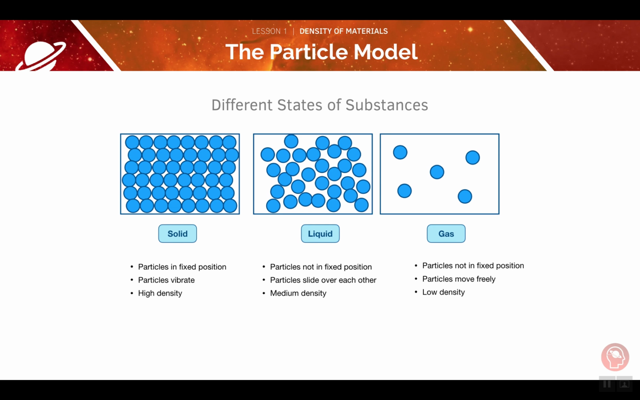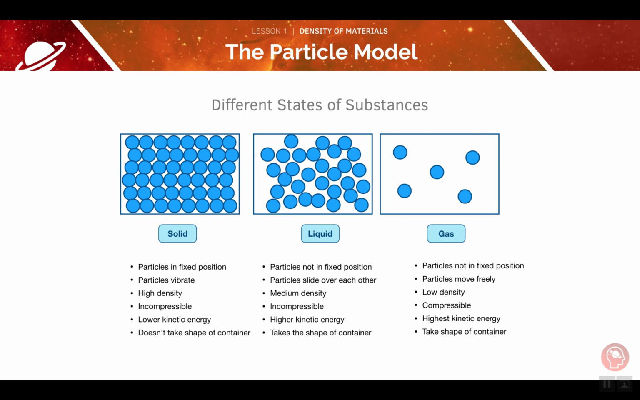The particles in a solid have a much higher density than those in a liquid and those in a gas. Solids and liquids are incompressible, whilst gases are compressible. The amount of kinetic energy will increase as we go from a solid to a liquid to a gas. Finally, when these are placed into a container, solids will not take the shape of the container, whilst liquids and gases will take the shape.